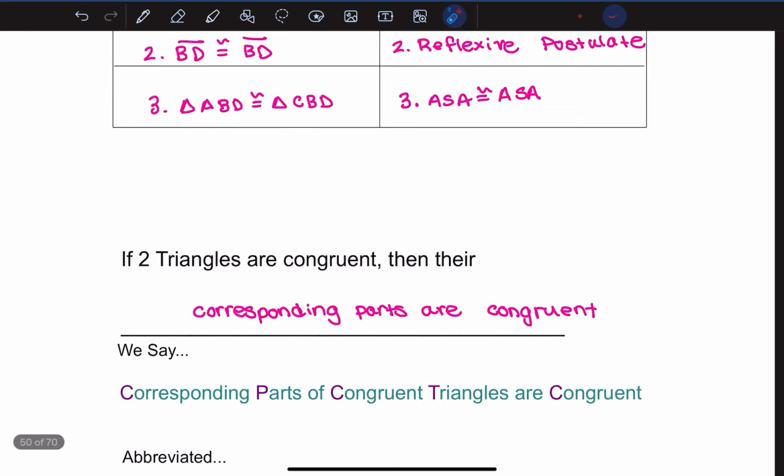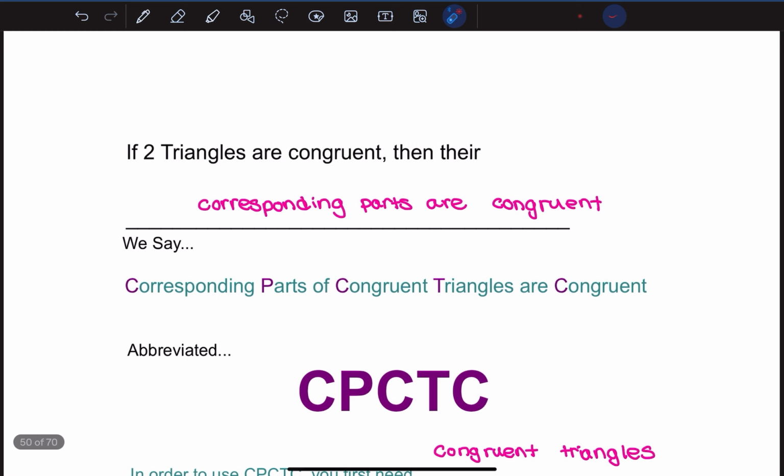So this acronym is CPCTC. Corresponding parts of congruent triangles are congruent. So if you have a pair of congruent triangles and you have 2 points that correspond to each other, they must be congruent, both the distances and the angles.